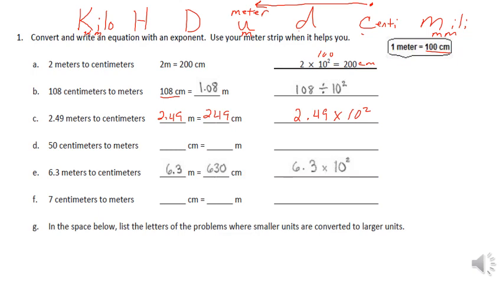Next is 50 centimeters to meters. We're going from a smaller to a larger unit, so we're going to be dividing. I can count them: centimeters to meters is 2 place values, so we're dividing by 10 to the second. So 50 centimeters divided by 10 to the second, moving 2 place values, is 0.5 meters.